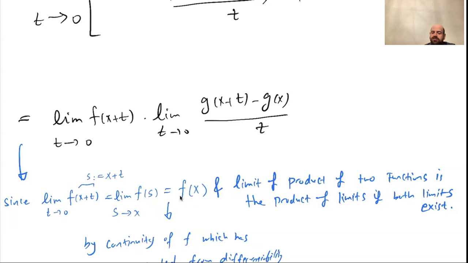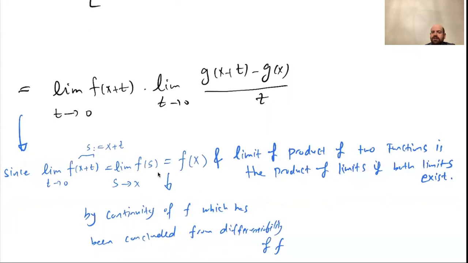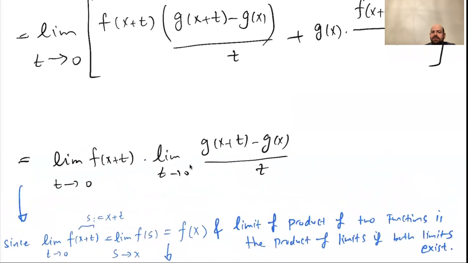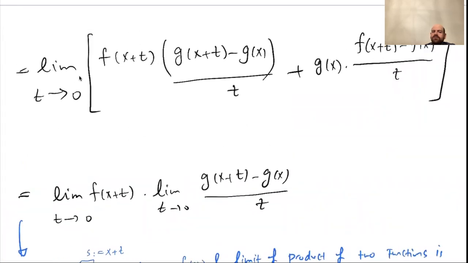And we know every differentiable function is continuous. So f is continuous. And if f is continuous, then limit f of s as s approaches x is equal to f of x. This limit exists and is equal to f of x. This was the definition of continuity. The definition of continuity says that a function f is continuous, let's say at x, if limit f of s as s approaches x exists and is equal to f of x. And here I know that f is differentiable, therefore continuous. Therefore, this limit exists and is equal to f of x. Therefore, both of these limits exist. Therefore, limit of product of these two functions is product of limits of those two functions.